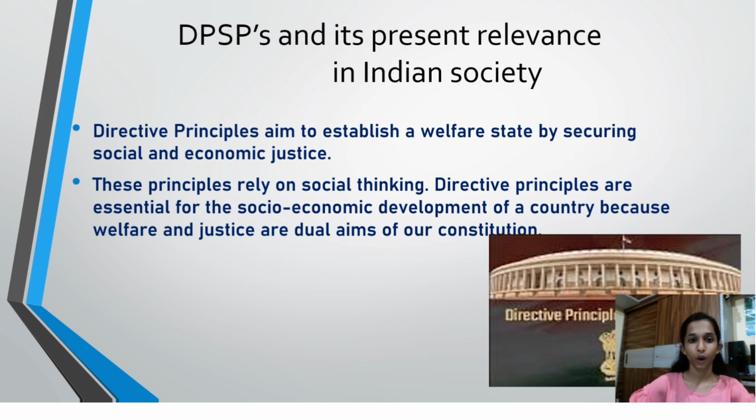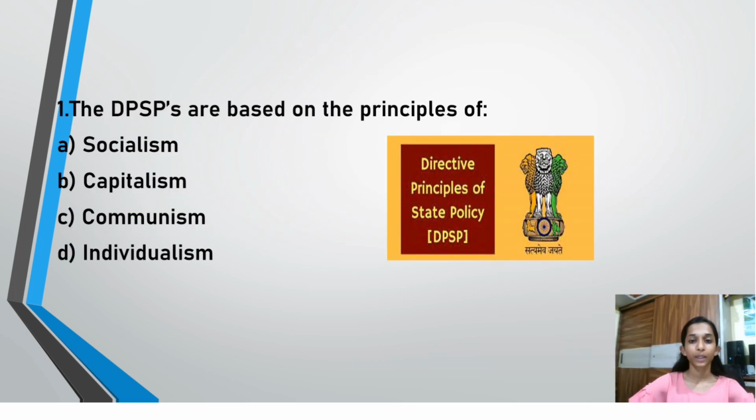Let's move on to our third topic, Directive Principles of State Policy and its present relevance in Indian society. Directive principles aim to establish a welfare state by securing social and economic justice. These principles rely on social thinking. Directive principles are essential for socio-economic development of a country because welfare and justice are dual aims of our constitution. Here, DPSP stands for Directive Principle of State Policy.